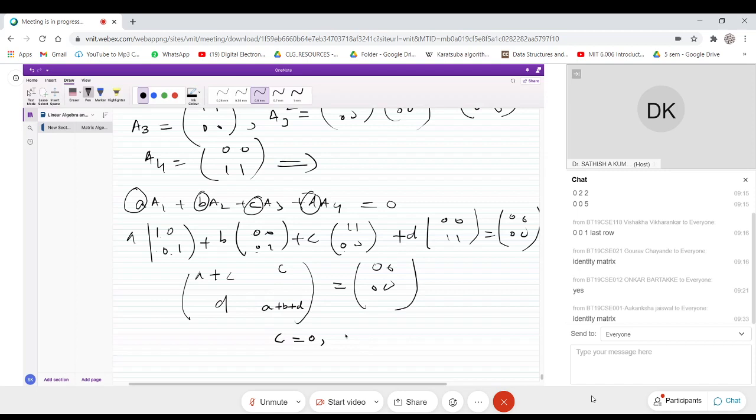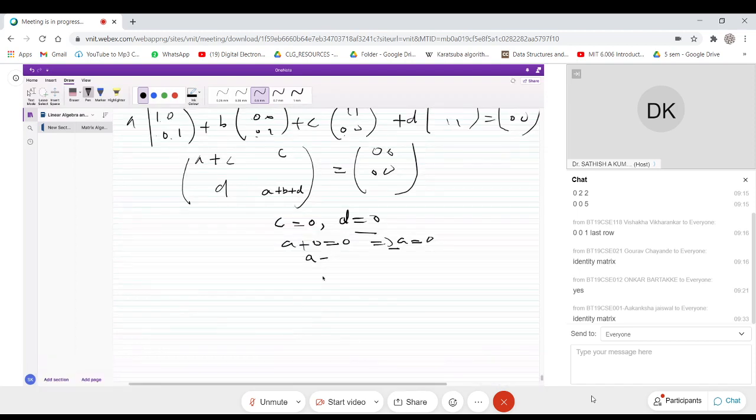From this observation straightaway we are getting C equal to 0 and D equal to 0. C equal to 0 means A plus 0 equal to 0, so that implies A equal to 0. So A equal to 0, D equal to 0. And from A plus B plus D equal to 0, A equal to 0 and D equal to 0 implies that B equal to 0. So all these entries are zeros. So A equal to 0, B equal to 0, C equal to 0, D equal to 0, and they form linearly independent vectors.